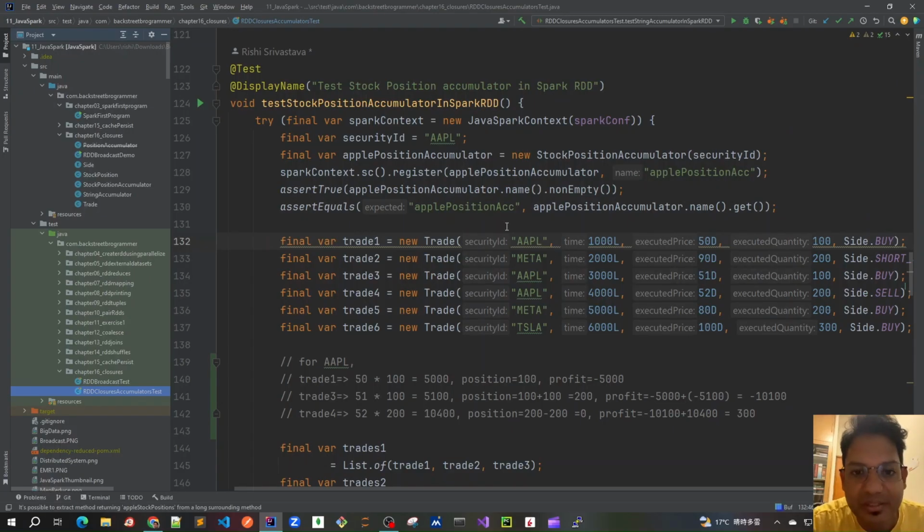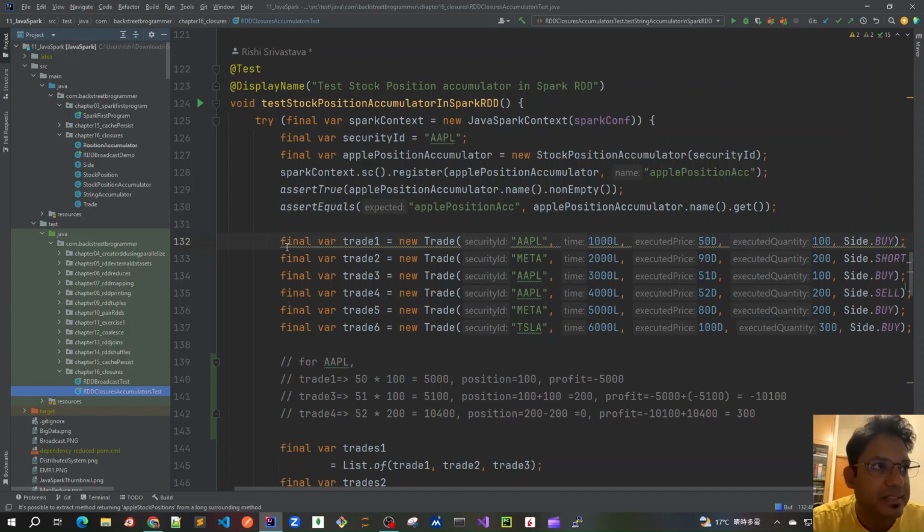So let's discuss the use case first, what we are trying to build. Suppose I am working on an OMS system which has a lot of trades throughout the day. It can be thousands or millions of trades almost every day. It's a very high trading volume system, and I want to create a stock position accumulator.